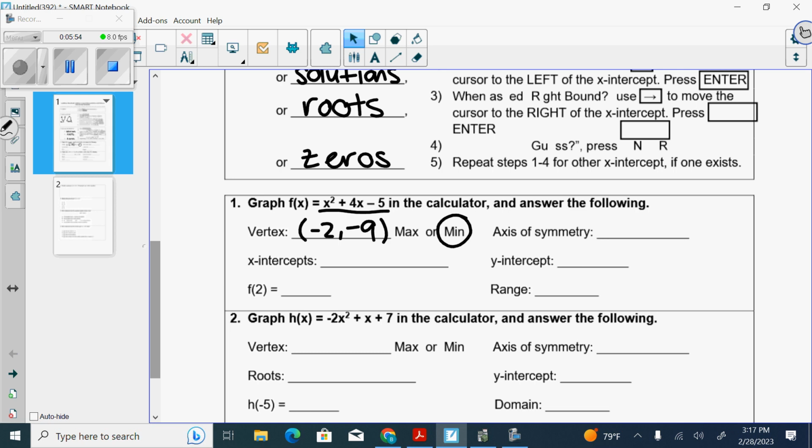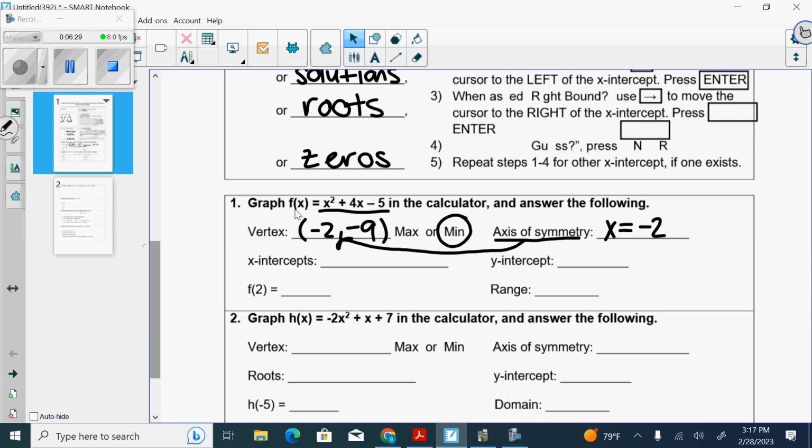Good. All right, the next thing it asks us for is the axis of symmetry. Remember, that's where I fold it in half, right? So if I'm folding it in half, where can I fold it in half at? The middle, right down the middle. Where is the number that's right down the middle? So where is it? -2. So remember, this is x equals -2. So your axis of symmetry is always x equals whatever you got for your x over here. All right?